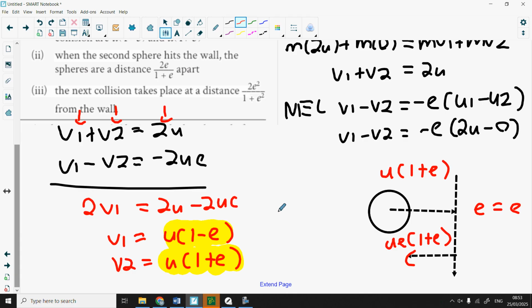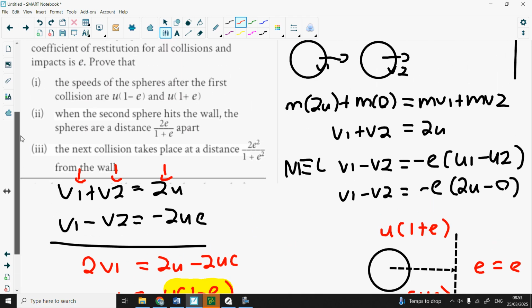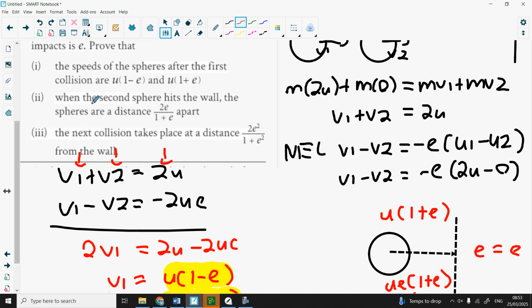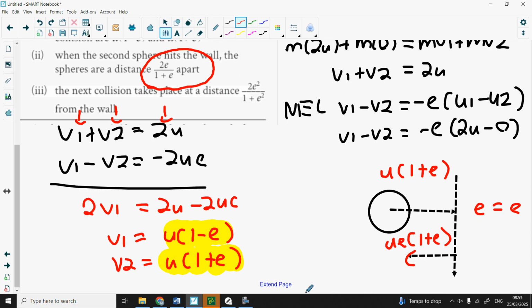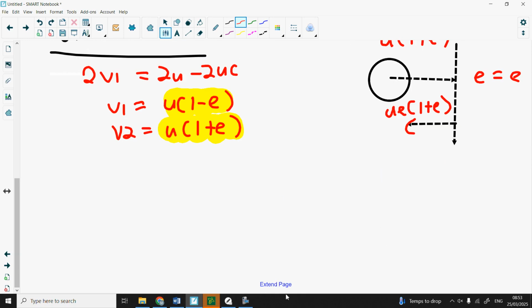Okay. Now, here's the very difficult part. When the second sphere hits the wall, the spheres are a distance 2E1 plus E apart. Now, we're going to use the simplification technique, okay? Ready for this? Here's a standard simplification technique, okay? Imagine this scenario.